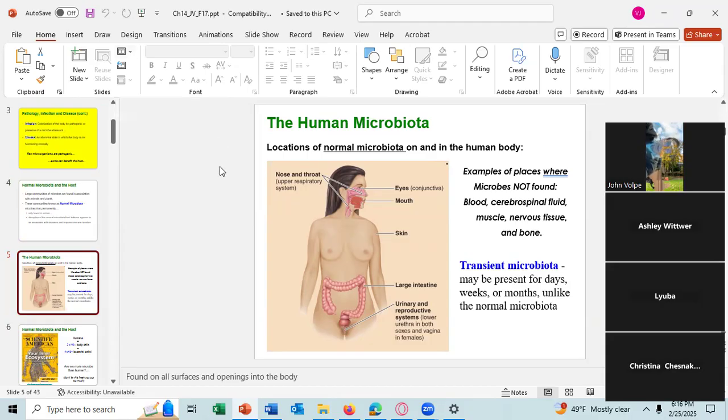This slide is showing you where the normal microbiota can be. The skin, obviously, the gastrointestinal tract from the mouth down to the anus, with a large number of bacteria, especially in the lower part of the gut. But we also have normal microbiota in our eye, in our mouth. I already mentioned skin, large intestine, and we have normal microbiota in our urinary and reproductive systems.